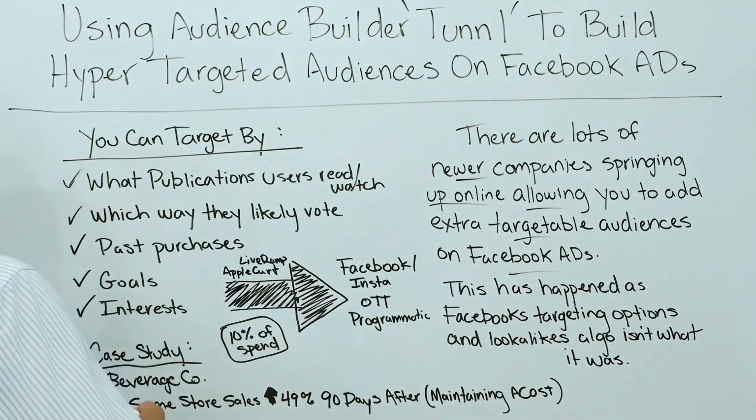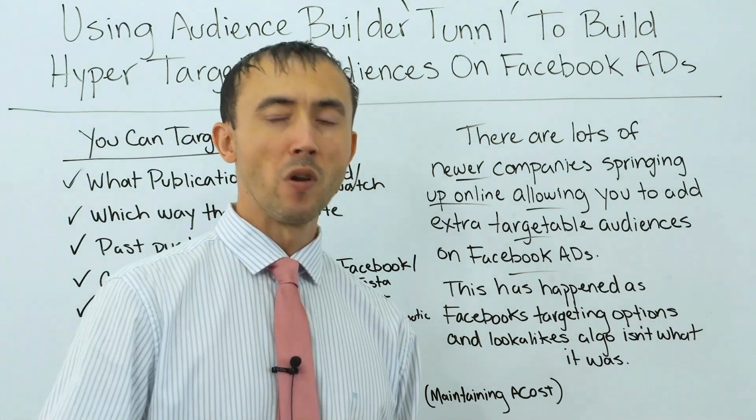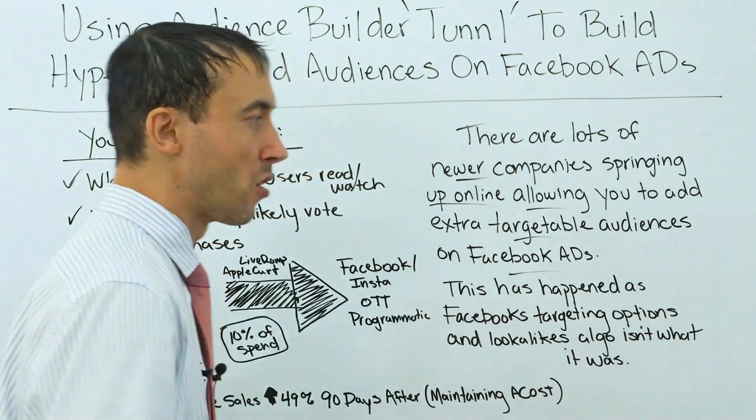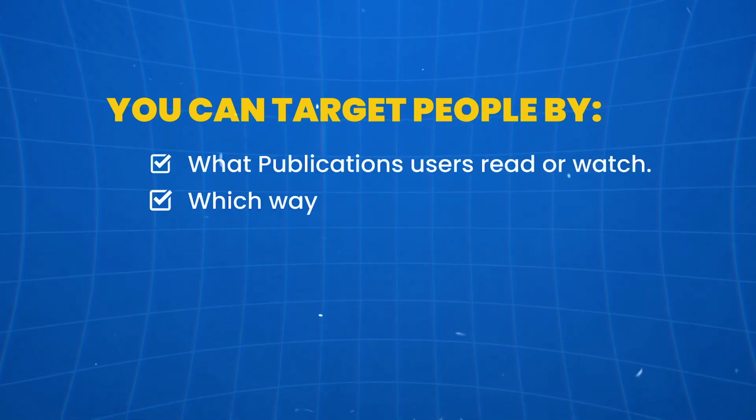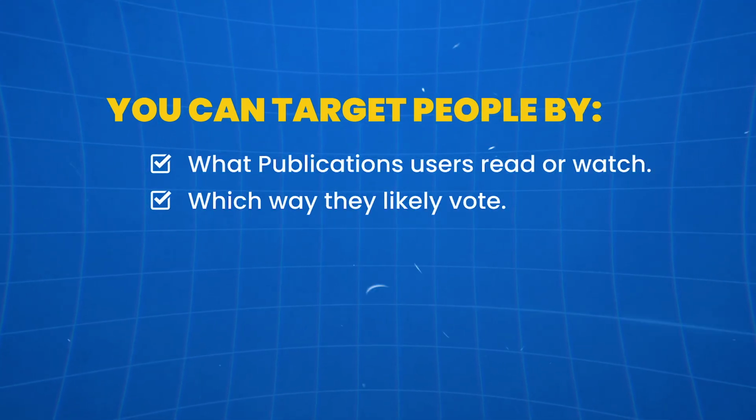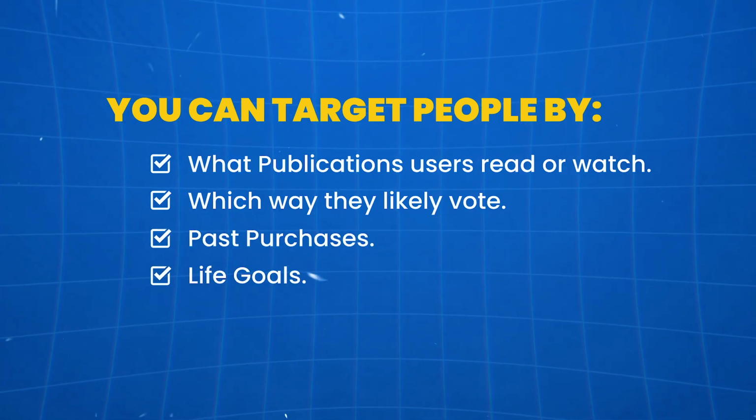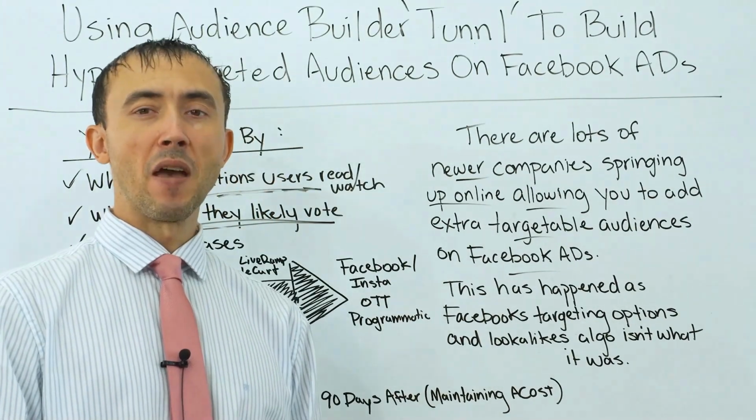These audience builders are cool because you can target people really specifically, just like you could on Facebook back in the good old days. You could target people based upon the publications they read or watch, how they likely vote, past purchases, their life goals, their interests, and more. Those are the main ones.